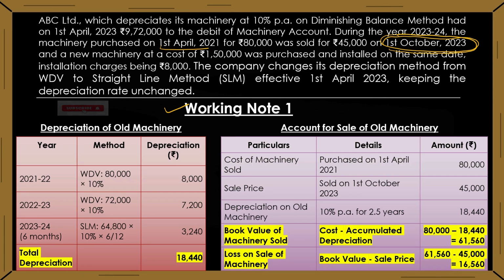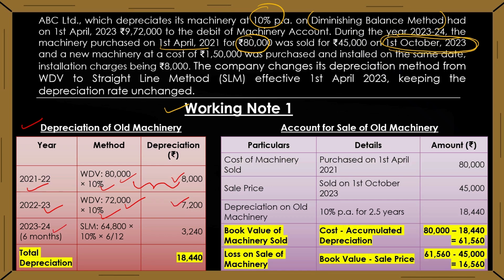That is the first step which we are going to do to find out the depreciation on this machinery for rupees 80,000 at 10% per annum using the diminishing balance method for 2.5 years. Okay, this is the depreciation of old machinery which we are going to find out. For the year 21-22, it is charged under WDV method, right, at 10% per annum. So first year we take 80,000 directly. At the rate of 10%, it comes to 8,000. Second year 22-23, we will take only the book value of the machinery because we are following WDV method of depreciation. So the book value is 80,000 less 8,000, 72,000 into 10%, which comes to 7,200.